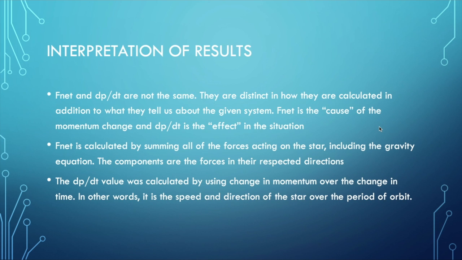FNet is calculated by summing all the forces on the star, including the gravity equation, and these components are the forces in their respective directions. And the dp dt value was calculated by using change of momentum over the change in time. So it's the speed and direction of the star over the period of the orbits.